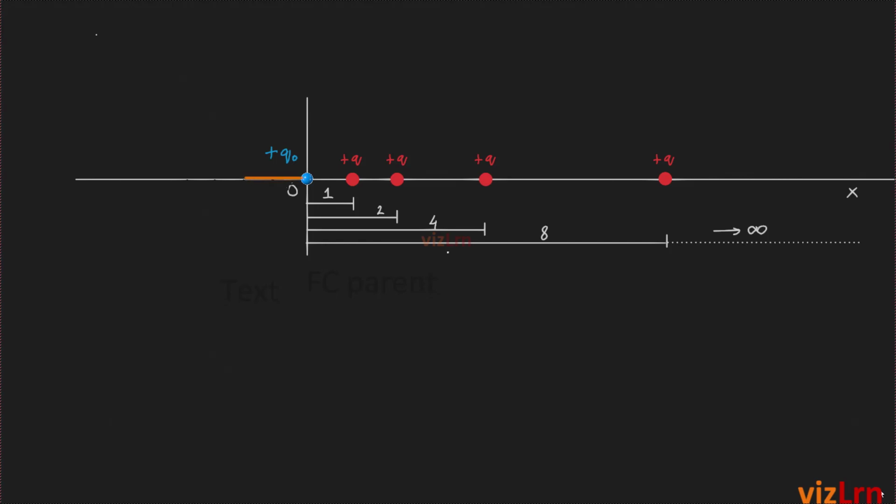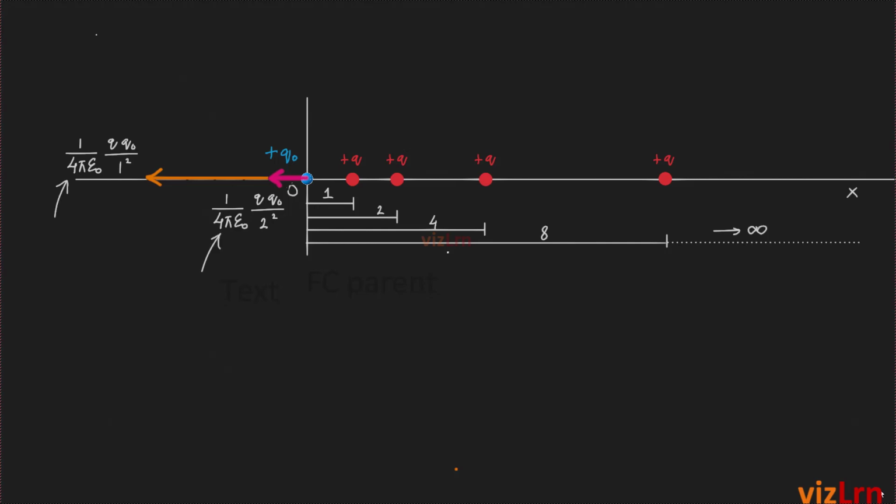So now the force on the charge plus q naught due to the charge at x equal to 1 meter will be 1 upon 4 pi epsilon naught q naught upon 1 square, and due to the charge at 2 meter will be 1 upon 4 pi epsilon naught q naught upon 2 square, and so on. And as we just discussed, all these forces will be along the negative x direction.